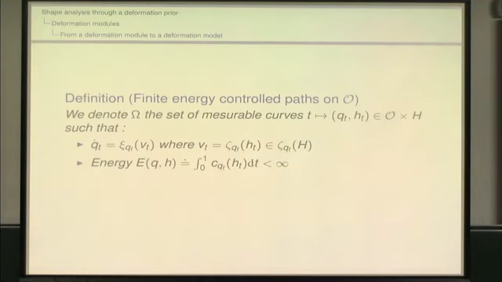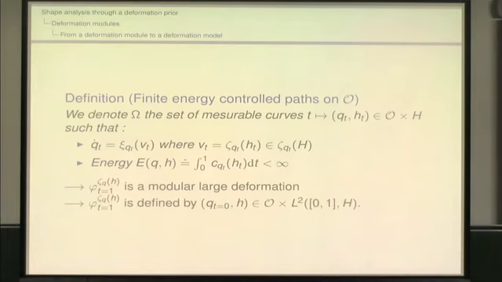We'll also assume that the energy, defined as the integral of the cost, is finite. Then we can show that the trajectory of vector field here can be integrated, its flow exists, and this is what we'll call a modular large deformation. Besides, we can show that this modular large deformation is parametrized by the initial value of the geometrical descriptor and a L2 trajectory of control. Indeed, then we can integrate this differential equation and we obtain, in fact, a finite energy control path.